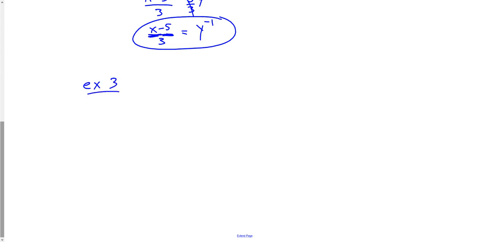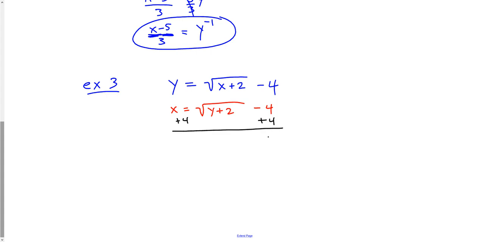Example 3. I'll do one that has a radical on it. So let's say y equals radical x plus 2 minus 4. Switch x and y. So x equals radical y plus 2 minus 4. Now, when you're working with radicals and you're trying to solve for that y that's inside of there, you have to isolate the radical first. So that means we don't want anything outside the radical. So the first thing we have to do is add 4 to both sides. So we have radical y plus 2 left over, and then x plus 4.